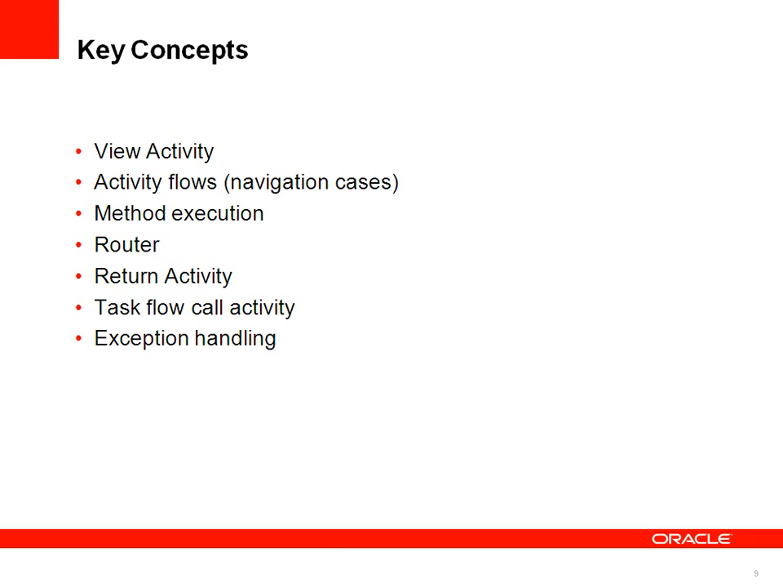Then we have the task flow call activity, which you use to nest bounded task flows. So one bounded task flow can call another bounded task flow, and you can go as deep as you want with that. And we have exception handling, which is a declarative way for you to define what to do in case of a specific exception, so instead of showing an exception stack trace to the user.